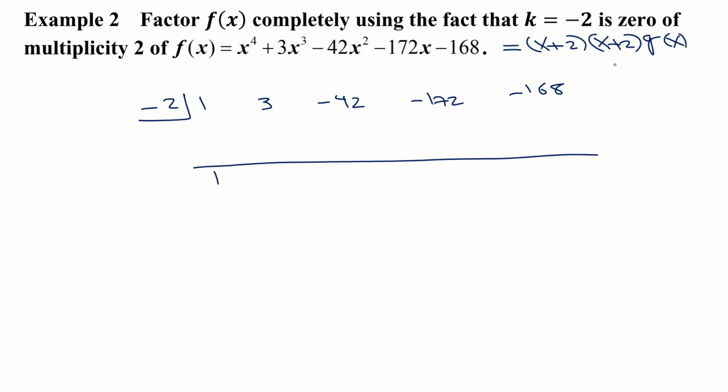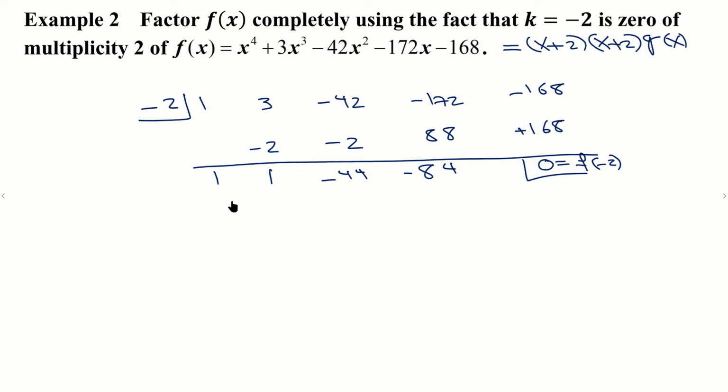So 1 drops down. Negative 2 and 3 add up to give us 1. 1 times negative 2 is negative 2. Those add up to give us negative 44. Negative 44 times negative 2 is 88. Now, we need to subtract: negative 172 minus 88 is negative 84? Now we multiply and we get positive 168. And of course, they add up to give us 0 as expected, because we know negative 2 is a 0 of this polynomial twice.